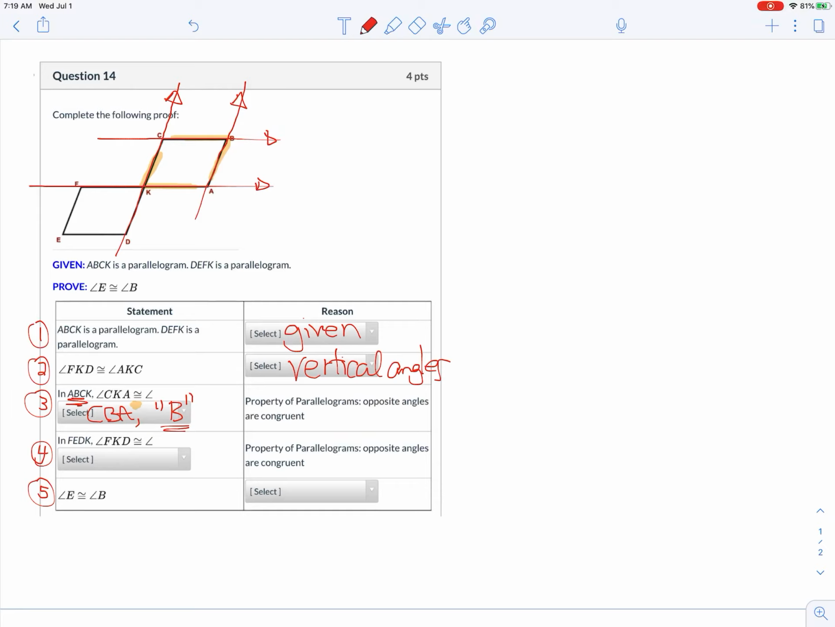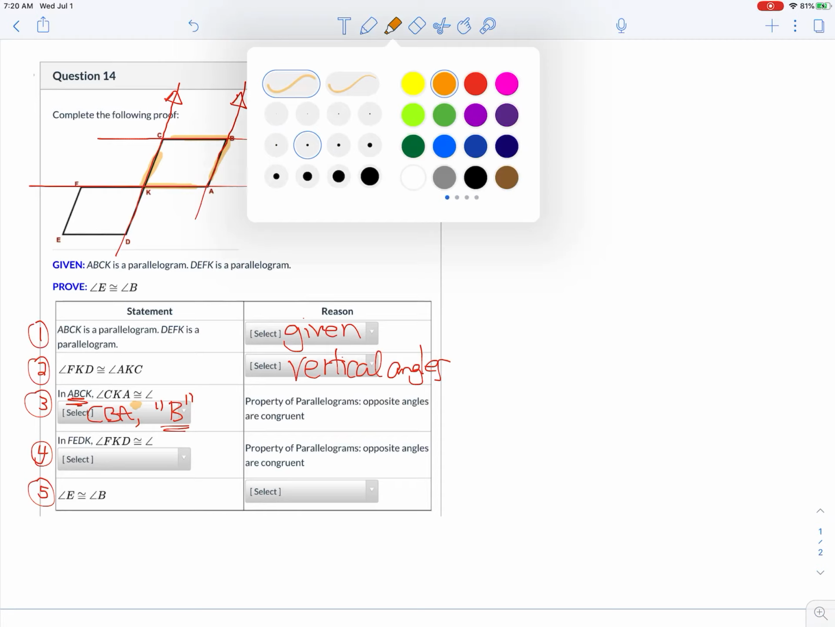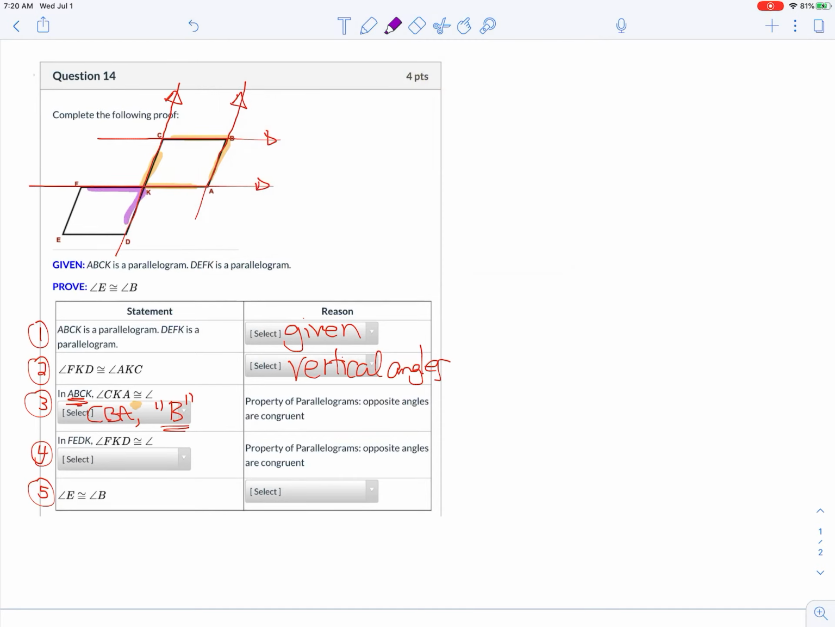And FEDK. So now we're looking at this other parallelogram. FKD is congruent to, and now I think we're going to go with the same thing. If that's a parallelogram, opposite angles are congruent, so we want to link angle E. And now we have FKD is congruent to AKC, and that's congruent to B, that's congruent to E. We have E congruent to B by transitive property.